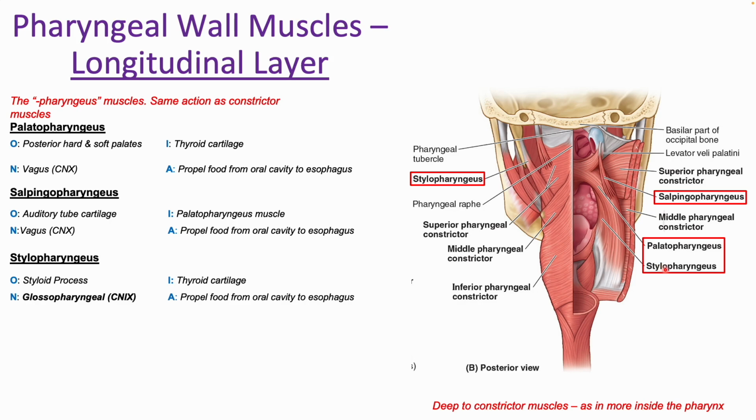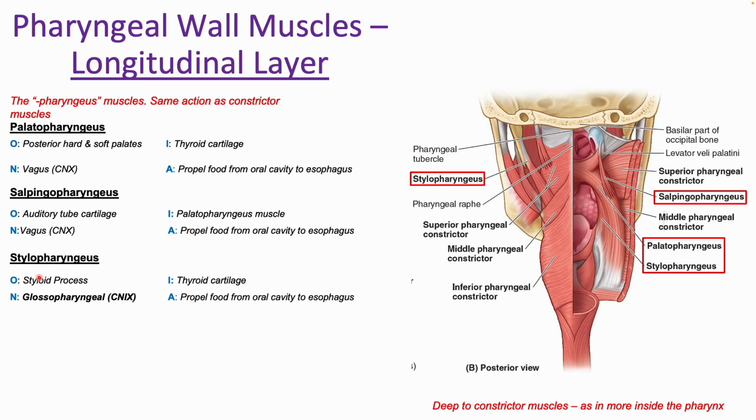The palatopharyngeus is going to run just like it's named. It's going to originate at the posterior hard and soft palates, so originate at the palates and run down to the thyroid cartilage down here. The salpingopharyngeus: salpingo is a root that means tube, and so that makes sense. It's going to run from the auditory tube cartilage down to the palatopharyngeus muscle, and it's just going to attach onto this. So you can see it's attaching at the cartilage here, and it just goes down to attach to that muscle.